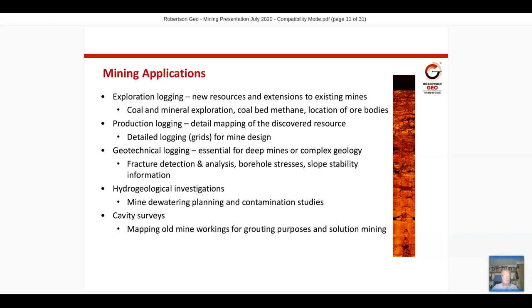And cavity surveys. One of the things we find in the UK is there are many old coal mines and shafts around the country that now find themselves under areas of residential development or light industrial development. And it's critical to map these old mine workings for grouting and remedial purposes, and in some cases, solution mining. So there are tools that we can use to determine the location and the size of these cavities.